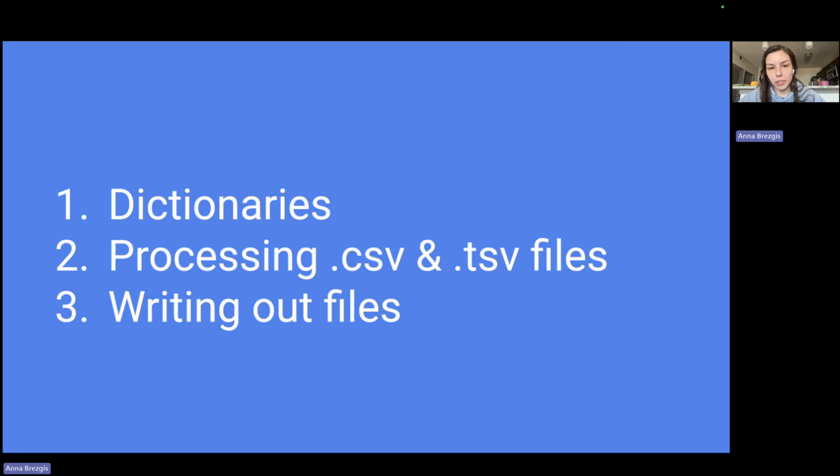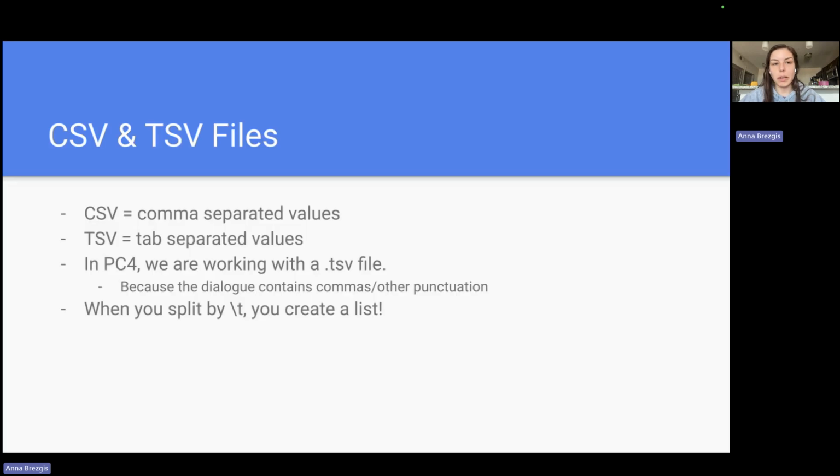Okay, so we're talking about dictionaries first. We'll talk about processing CSV and TSV files. We'll talk about writing out files. And I think this is out of order, but that's okay. Let's talk first about CSV and TSV files. CSV, comma separated values. I think most Excel sheets are CSV files because they're just intended for numbers, right? But TSV is tab separated values.